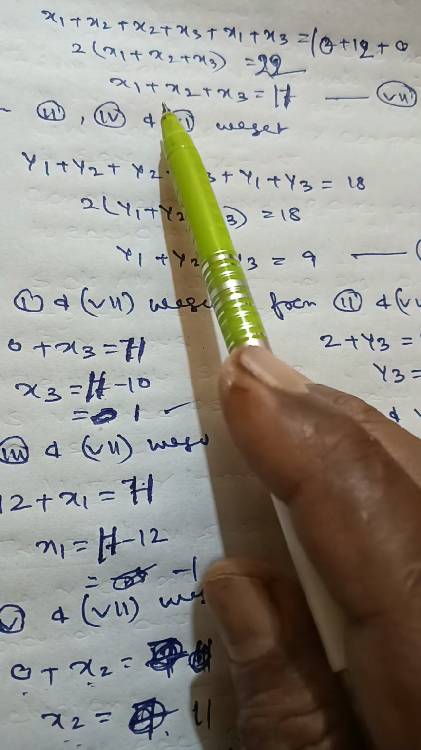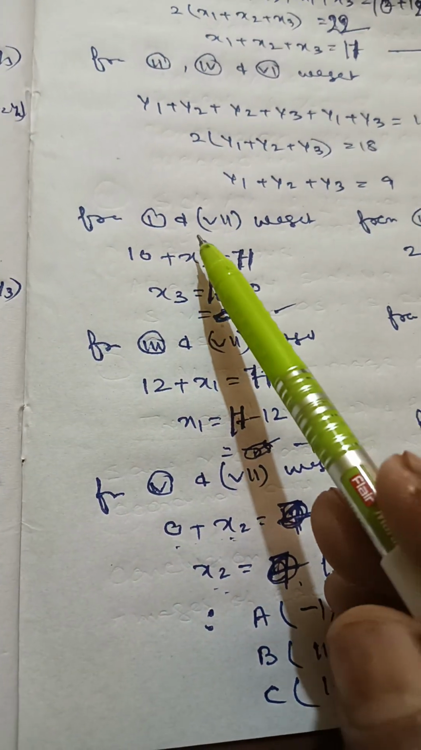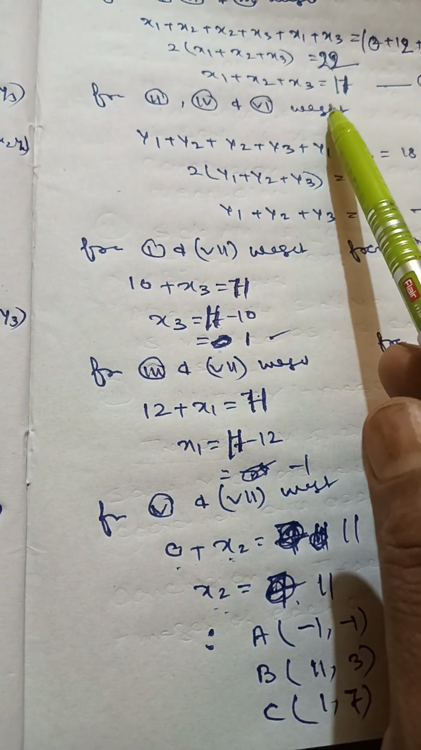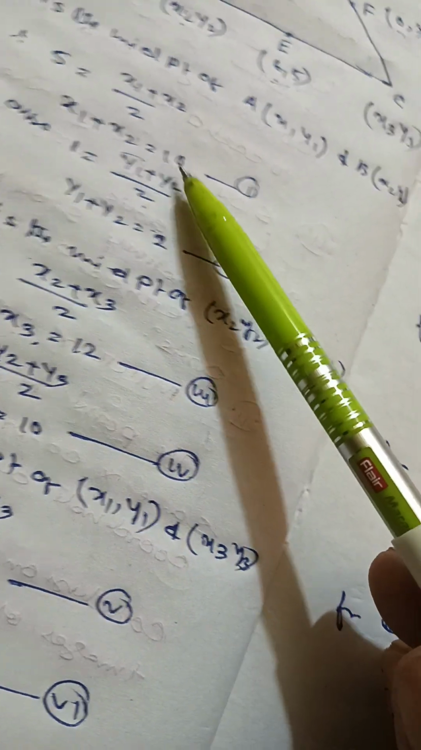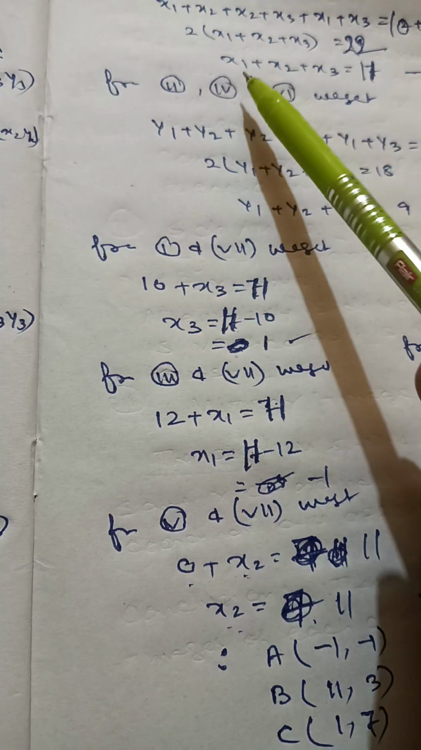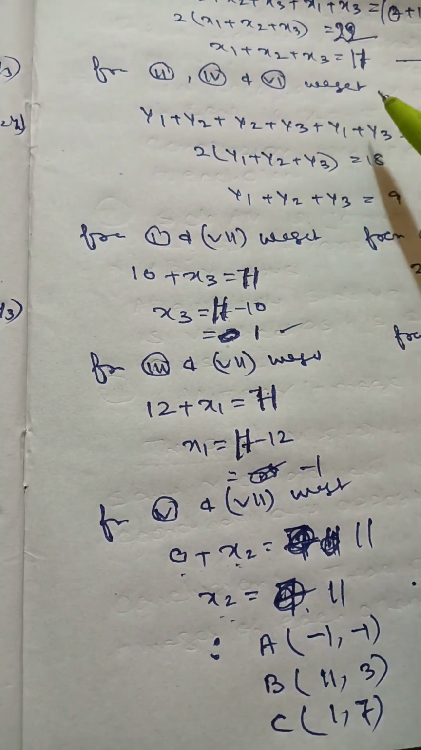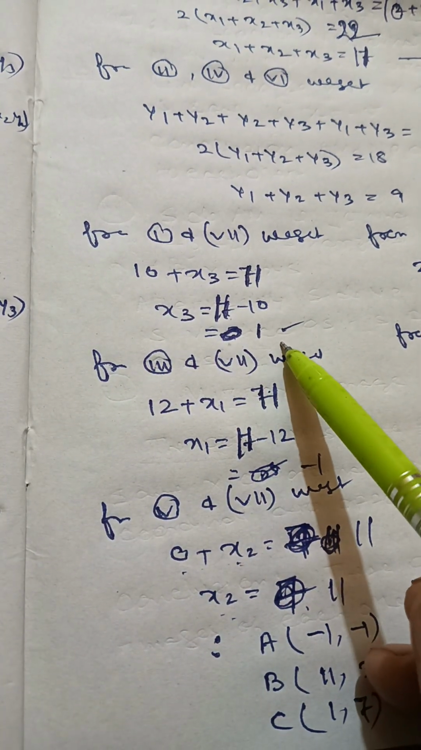In equation 7 it is given x1 plus x2 plus x3 is 11. So I have written, in this equation, x1 plus x2 plus x3 equal to 11. From the first equation, we have got x1 plus x2 equal to 10. So when we put the value of x1 plus x2 equal to 10, x3 is left, that is equal to 11. So x3 is equal to 11 minus 10, that is 1.